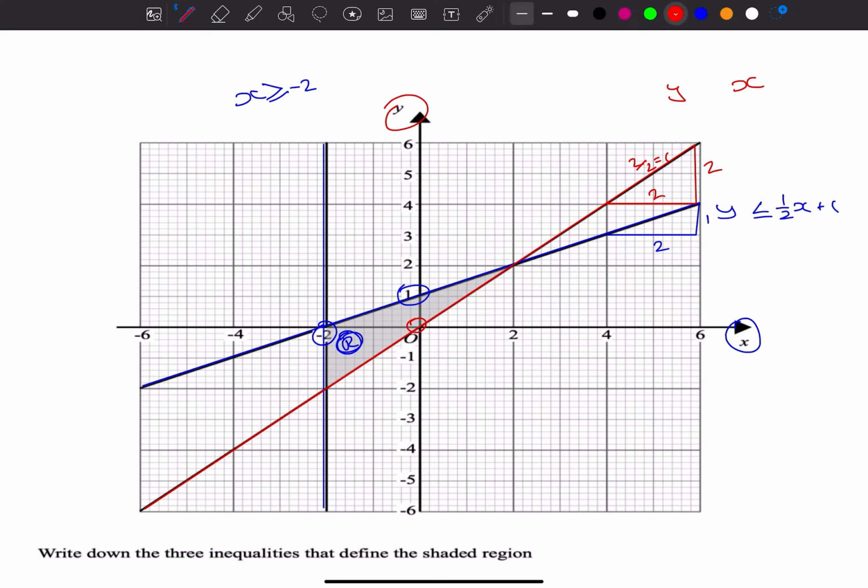And the r, look at the r. According to this red line, r is above, so greater than or equal to. It's a solid line, that's why it's equal to. Make sure you should know how to do this by now, okay? Next one.